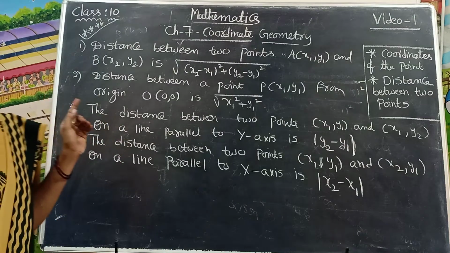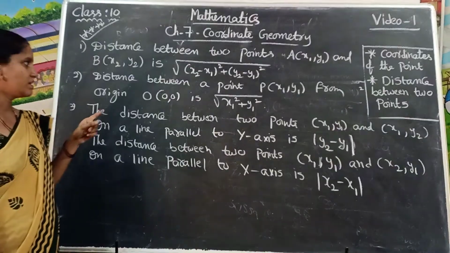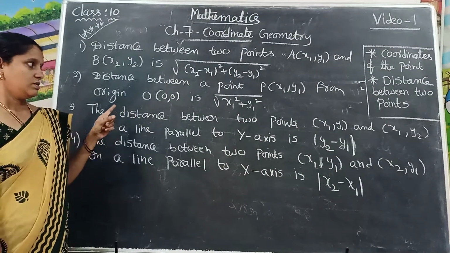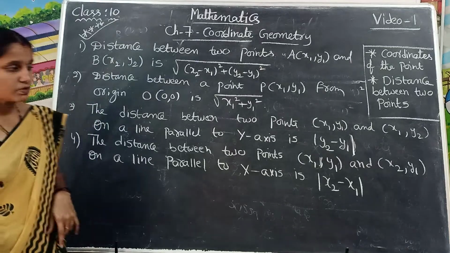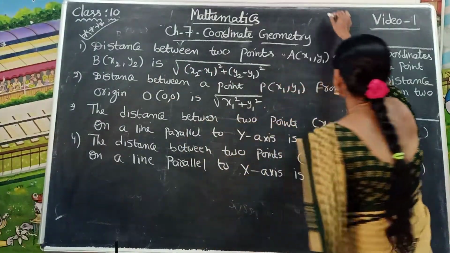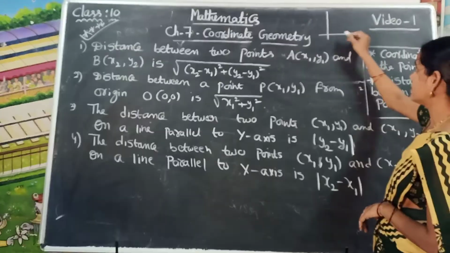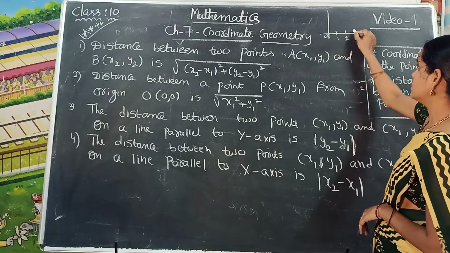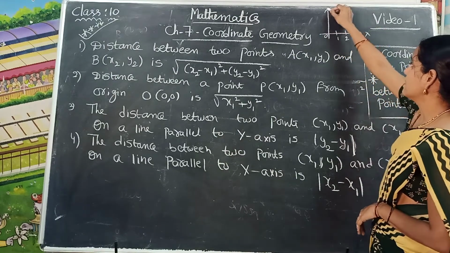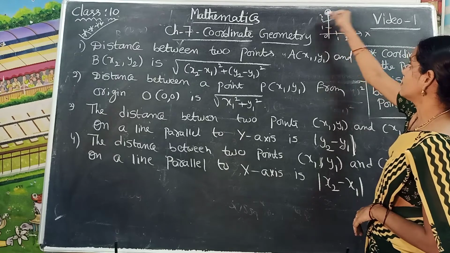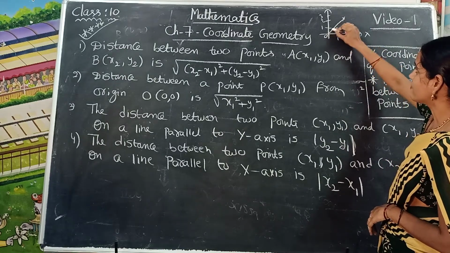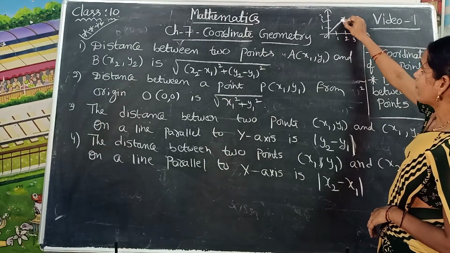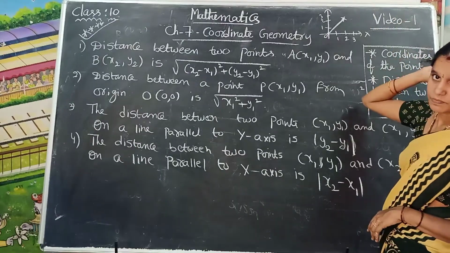Next one, the distance between a point P (x1, y1) and the origin O (0, 0) is root of x1 square plus y1 square. Why? Suppose this is a coordinate plane, this is the x-axis, and here one point is there. I want to find the distance of this point from the origin.